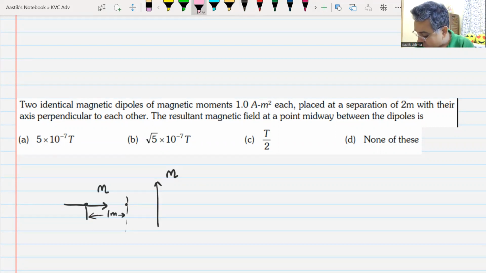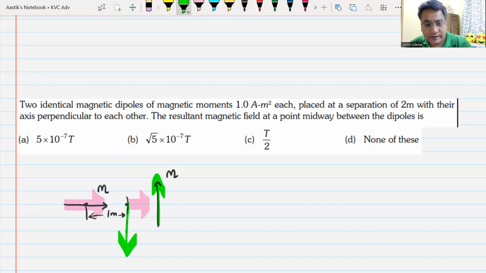The field due to this dipole, the dipole moment is like this, will be going in this direction. The field due to this dipole, which is like this, would be going in this direction. One field will be axial, the other field would be equatorial. What is the axial field? Let me call this E1.